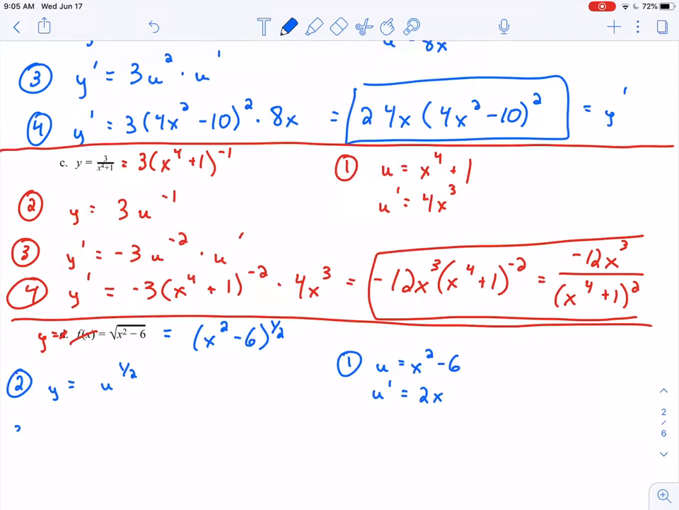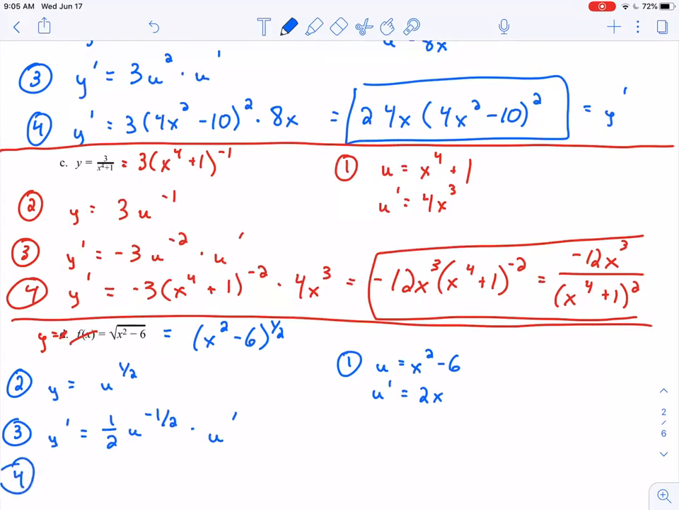So step 3, I can take the derivative, y prime. Here this is just a power rule, so 1/2 times u raised to the negative 1/2 power times, again, multiplying by that u prime. We're going to include that every time. So times u prime.